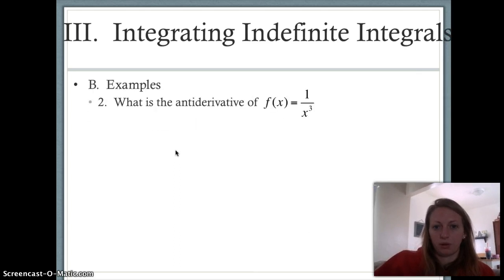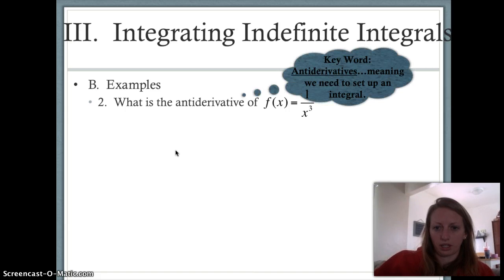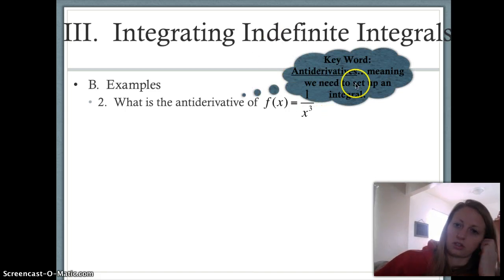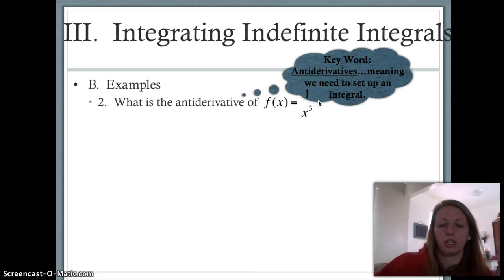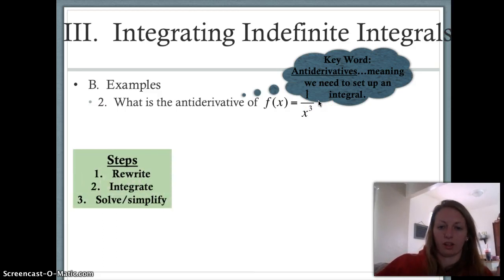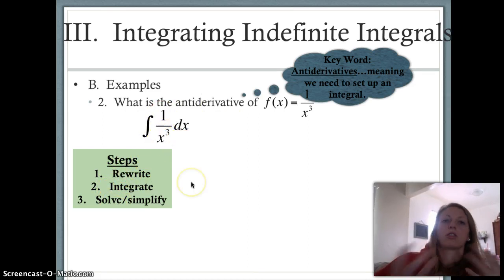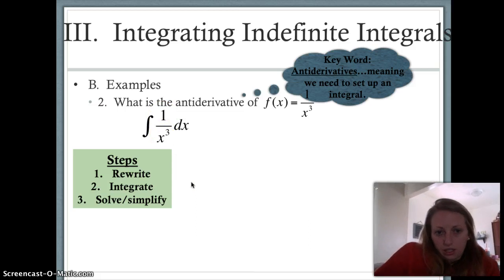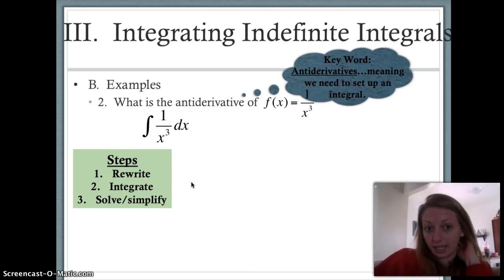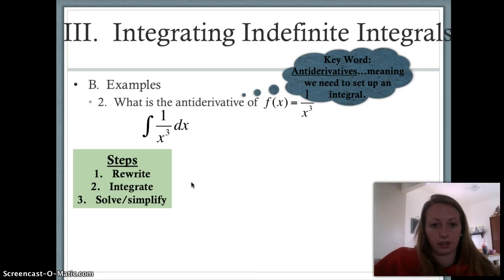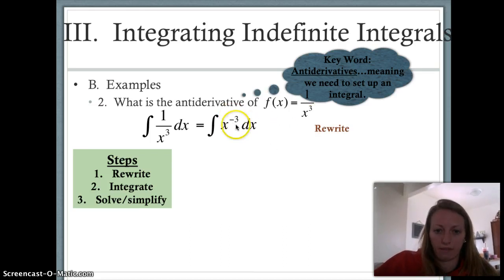So another example, what is the antiderivative of f of x equals 1 over x to the third? So again, we have antiderivatives, so that should immediately tell you you need to set up an integration. So you need to have the little symbol of integration. Okay, our steps though, we're going to rewrite this. So how can you rewrite 1 over x to the third so it's something easier to work with? Think about when we rewrite for taking derivatives and things like that. Similarly, we're going to rewrite this as x to the negative third.